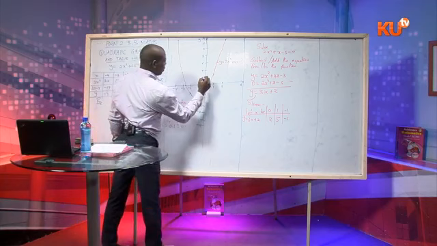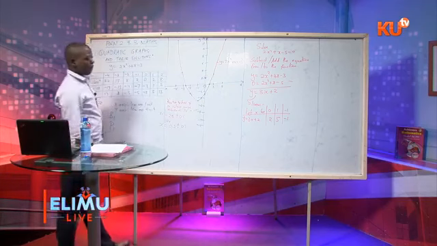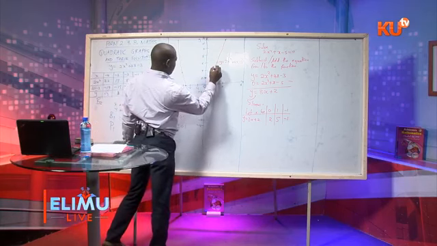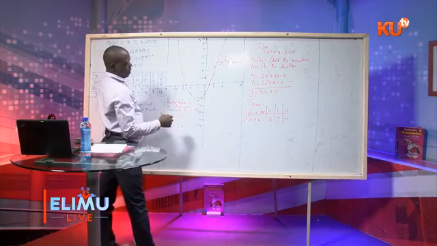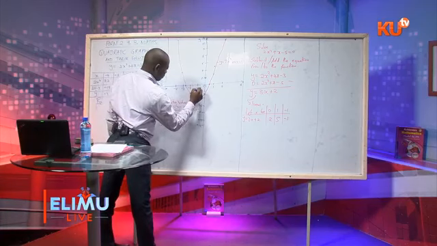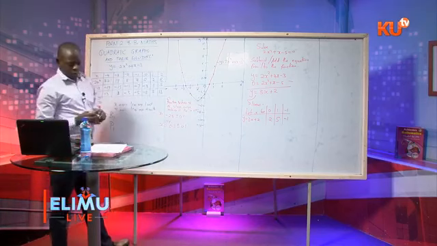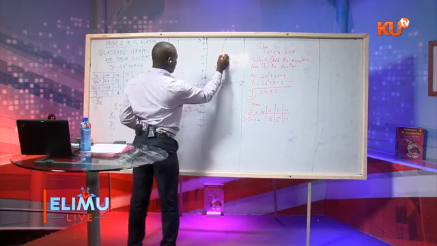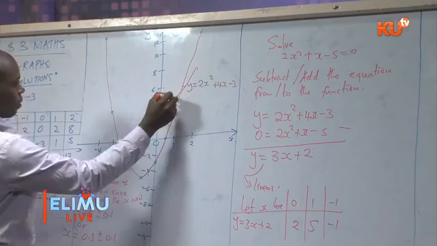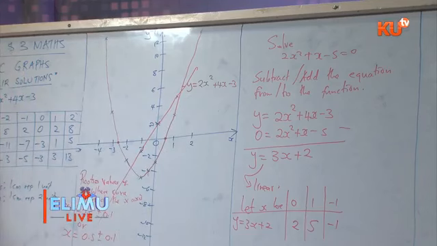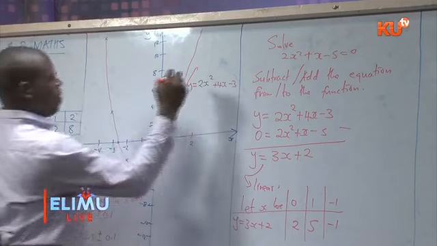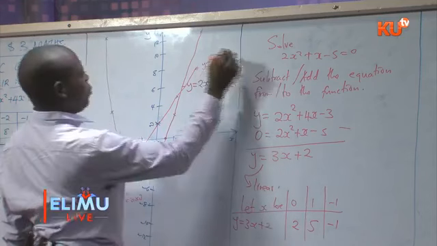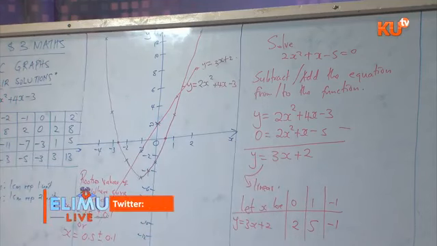0 and 2, you mark 0 and 2. 1 and 5. And then -1, -1. Then you use your ruler to draw a straight line. So that is the line, y is equal to 3x plus 2.